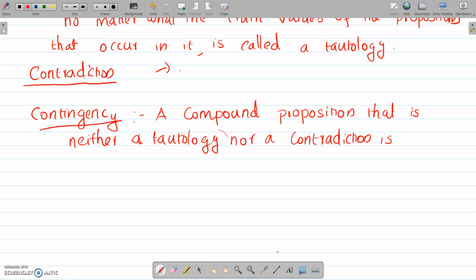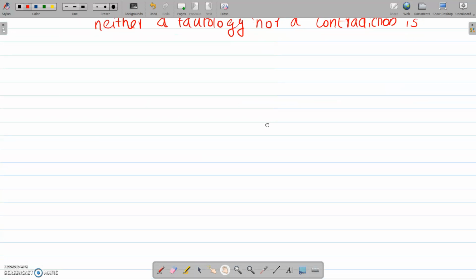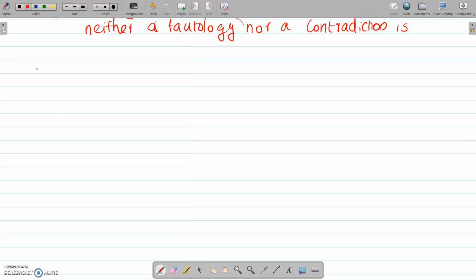Then next we have to check some examples here. Consider a question: P and negation P. How can we do that?